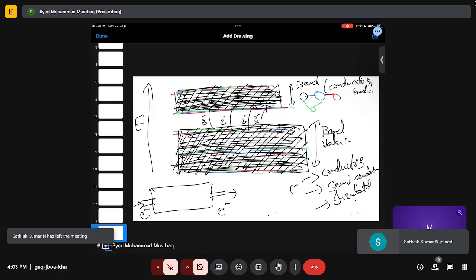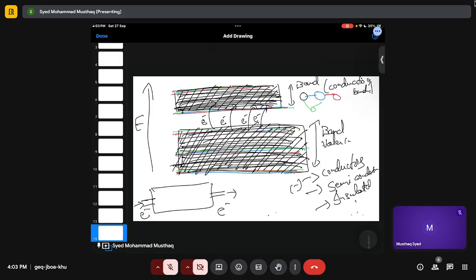If my band gap is very small, then I say these are conductors. And if my band gap is 1 to 4 electron volts, where silicon has 2 or 3, I do not know the exact number. So let's take for example some element has 2 electron volts, then we call it a semiconductor. And if my band gap is too large, a few tens of electron volts, then we call it an insulator.